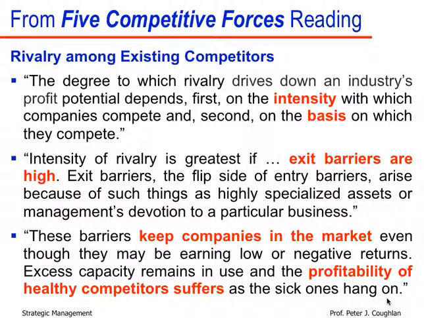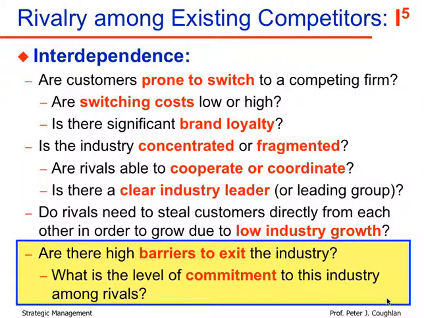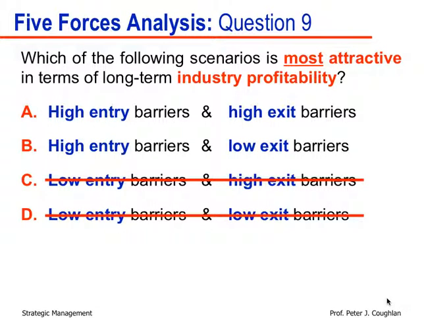So what that means here, just so we went over it in class, I talked about under interdependence and rivalry: are there high barriers to exit the industry? What is the level of commitment to the industry among rivals? High barriers to exit and high levels of commitment are things that can undermine profitability and increase rivalry.